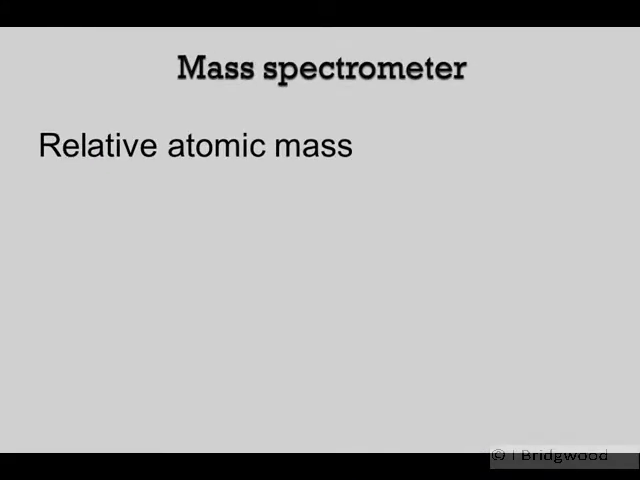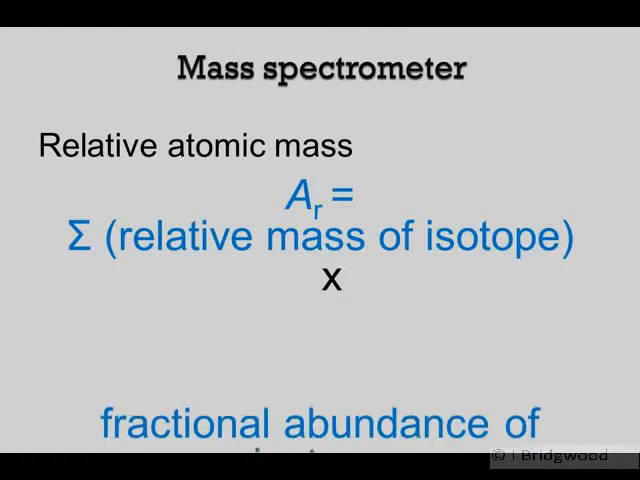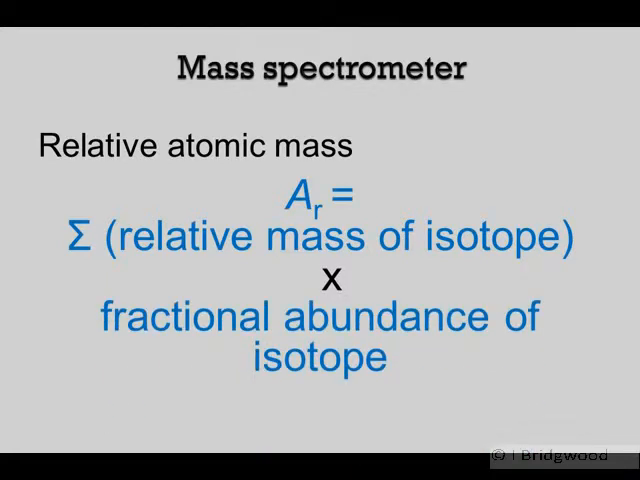Now, from the data on the mass spectrometer, in other words the mass to charge ratio and the peak heights, we can use an equation to determine relative atomic mass. So we take the sum of the relative masses of each isotope, the mass to charge ratio, and multiply each relative mass by the fractional abundance of each isotope. That's the peak height divided by the sum of all the peak heights.